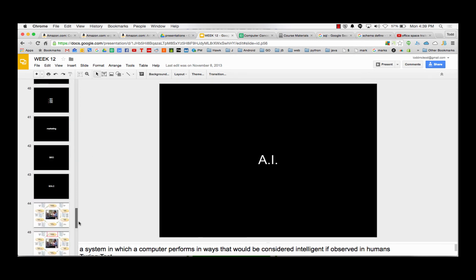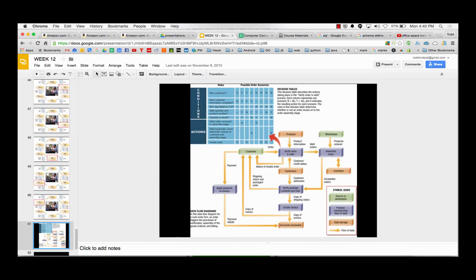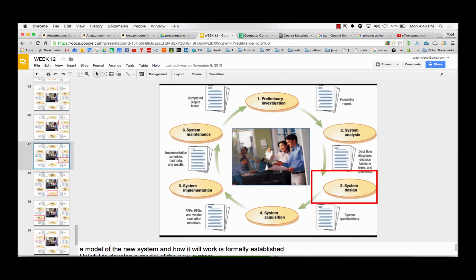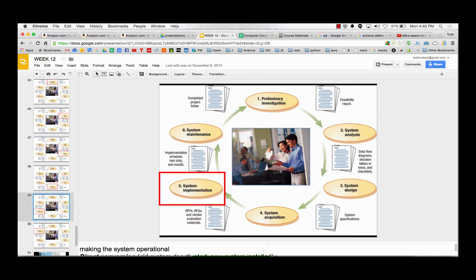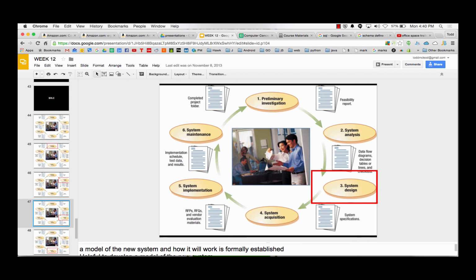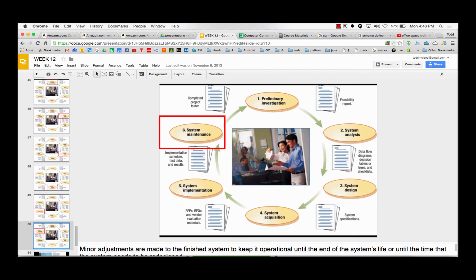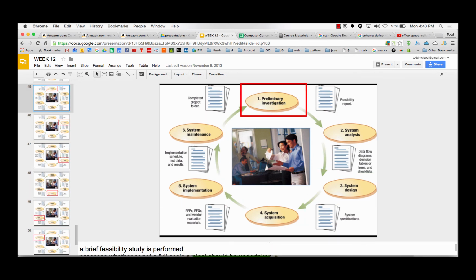So systems development, and the innovation and some of the different systems. And then we have more down here, so we're going to jump down to that, and then we'll come back up. So SDLC is the systems development lifecycle. And basically it's this decision-making process that we all use anyhow, right? When you want to innovate and create a new system, you do a little investigation, you do some analysis, you design it, you acquire what you need to put the system in, you implement it, and you maintain it. So: investigate, analyze, design, acquire, implement. That's kind of what we do.